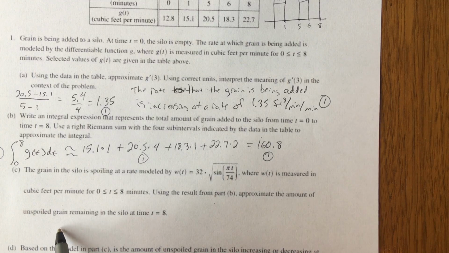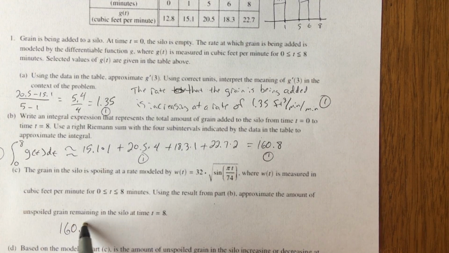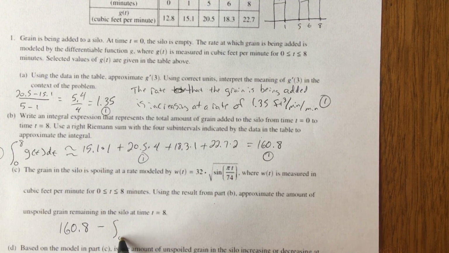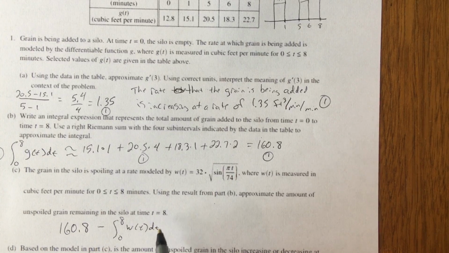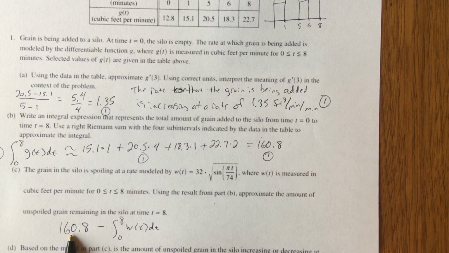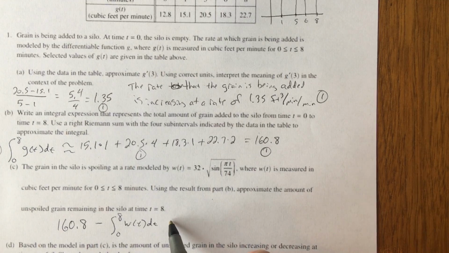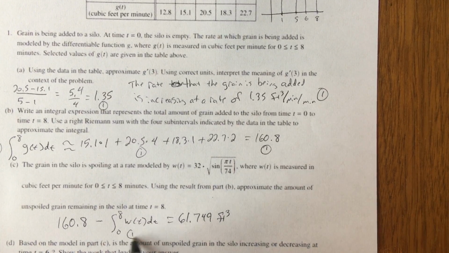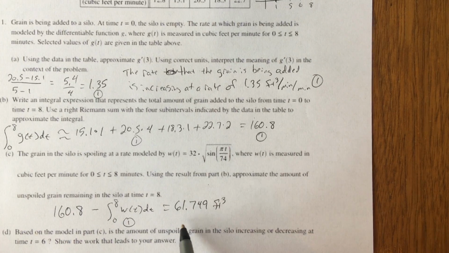What we're going to do is take the grain that was added in, which is 160.8 cubic feet, minus the rate that it was leaving or spoiling. So 160.8, our answer from B, minus how much it spoiled. And I believe if you do that correctly, you'll get 61.749 cubic feet. Okay, they gave a point for having that integral on your paper and a point for having that answer there.